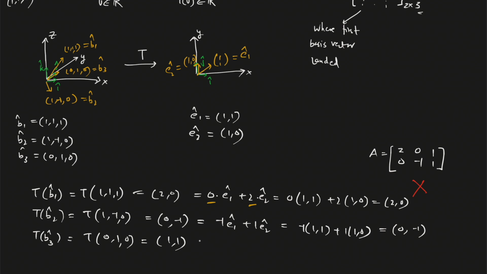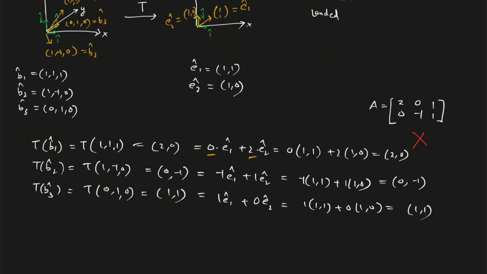Similarly, if you need to produce 1 comma 1 using this, this is also simple, right? If you need to produce 1 comma 1, E1 is already 1 comma 1. So you just need E1, and E2's contribution will be 0, right? So this is 1 comma 1.